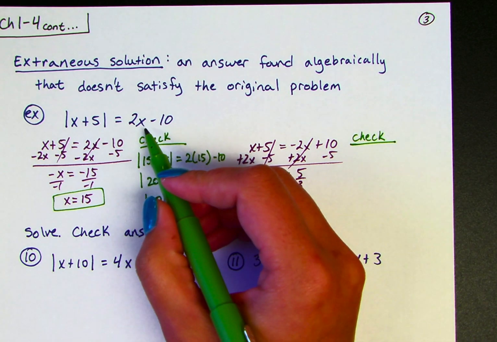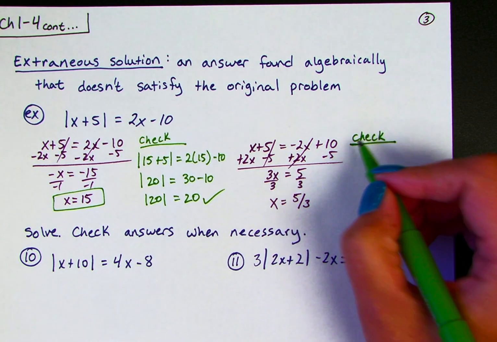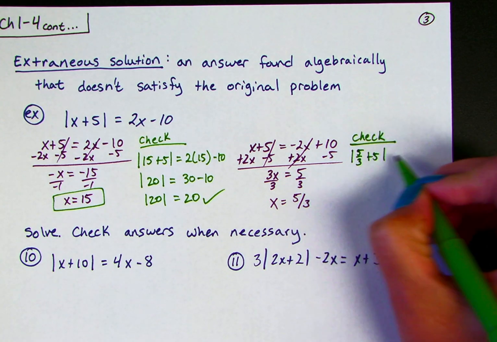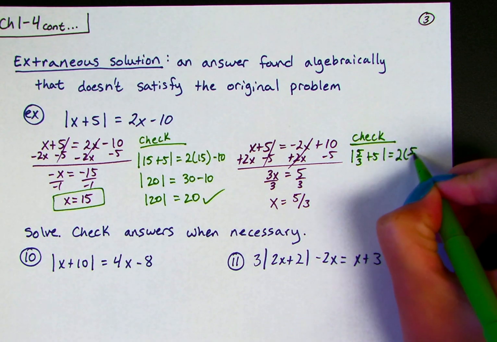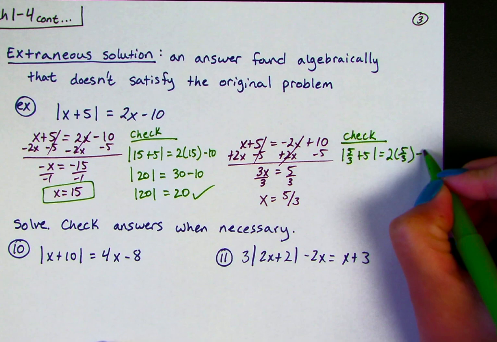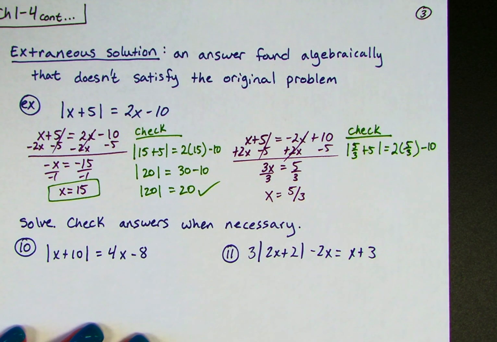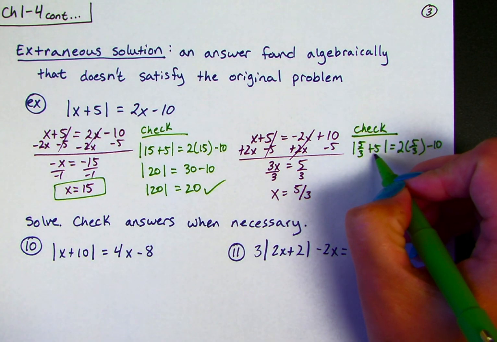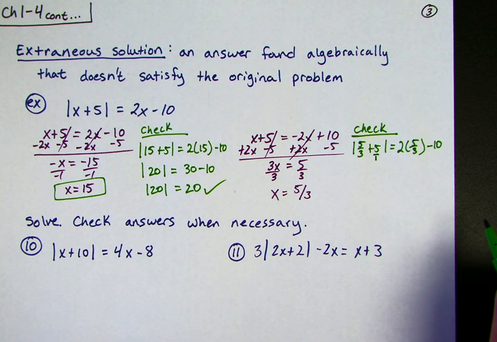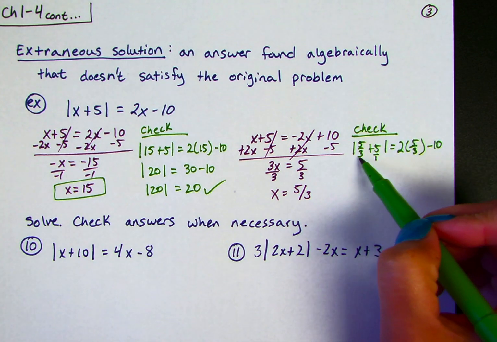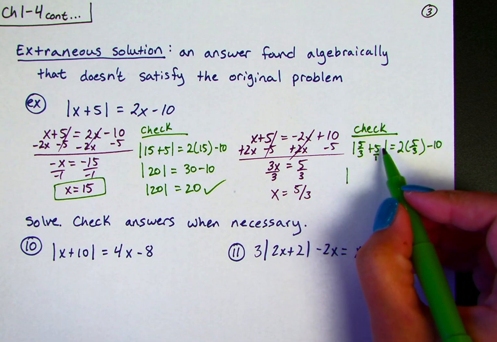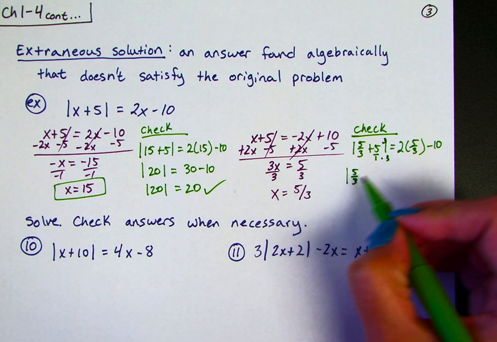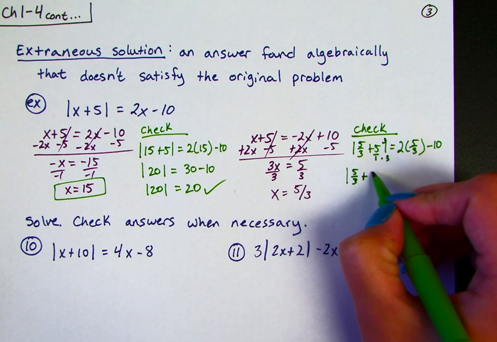So again, back to the original, not the one that we changed. So this will be the absolute value of 5/3 plus 5 equals 2 times 5/3 minus 10. So we're going to have to remember some of our fraction rules for adding and subtracting. So for adding and subtracting, we need a common denominator. So I have to assume that a number is over 1 if it doesn't have a fraction. Between 3 and 1, my common denominator is 3. So I'm taking the top and bottom times 3 for this. So this is really 5/3 plus 15/3.